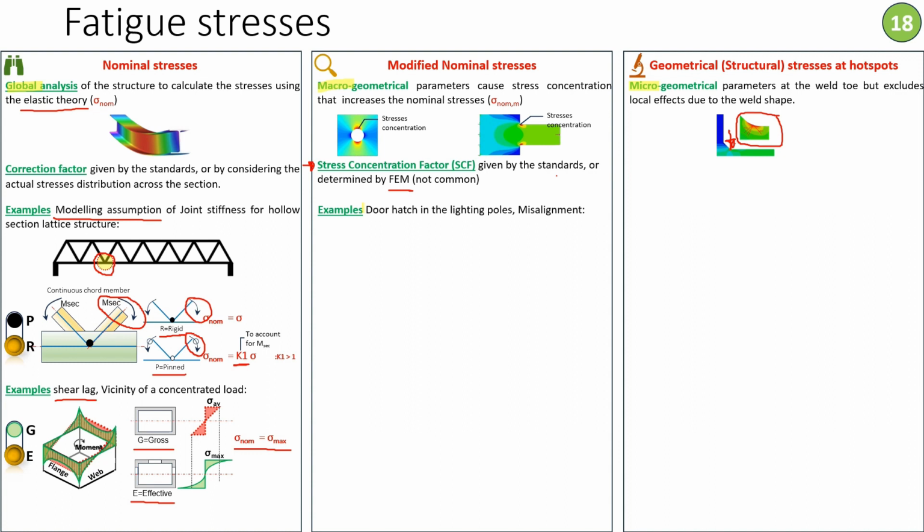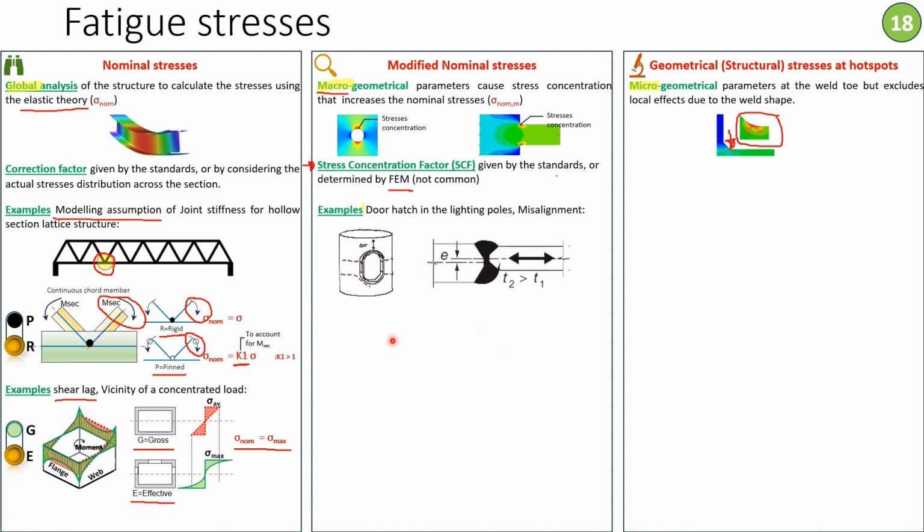However, this is not a common method to calculate the stress concentration factor, especially at the macro level of analysis. Examples of a situation where you can use tabulated values or a formula to calculate the stress concentration factors are door hatches and lightning poles, or the stress concentration that arises from a misalignment between two welded plates.